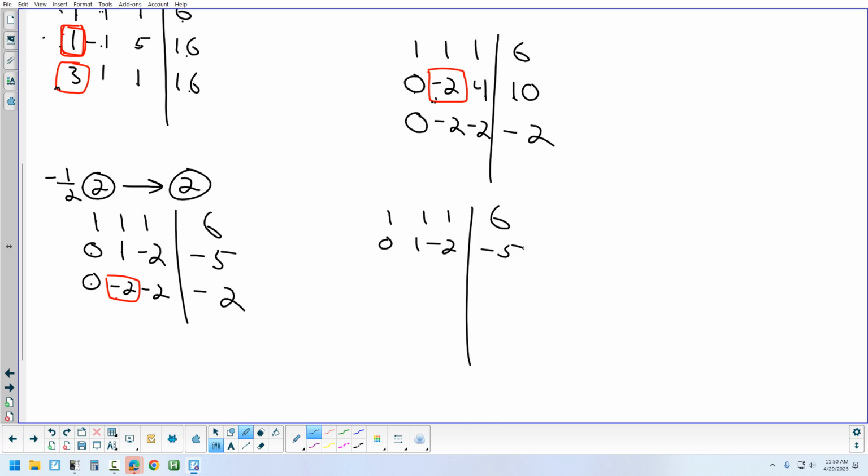Okay. You have to use the row that's immediately above it. You can't go back to row 1 anymore because you'll mess up this 0 if you do. Can I add row 2 to row 3 and make what's in that box a 0? Not like it is. No. Then I need to multiply first. What do I need to multiply row 2 by? 2. So take row 2, you're going to double it and add it to row 3.